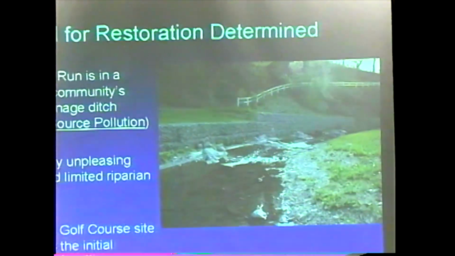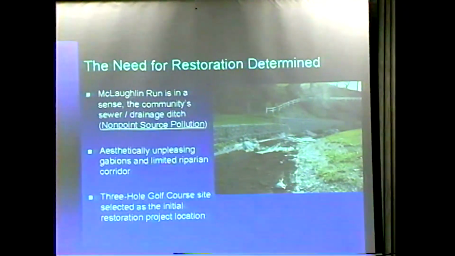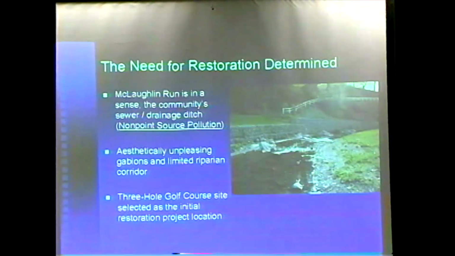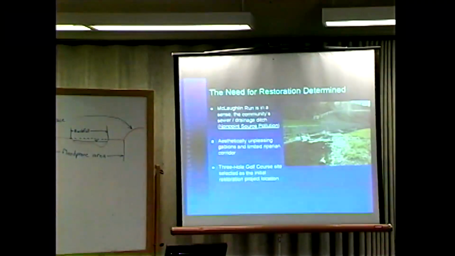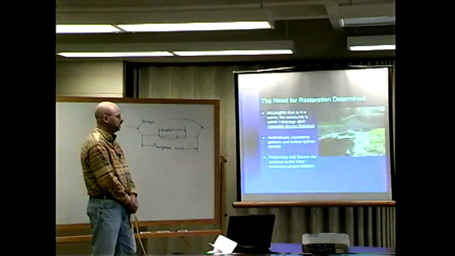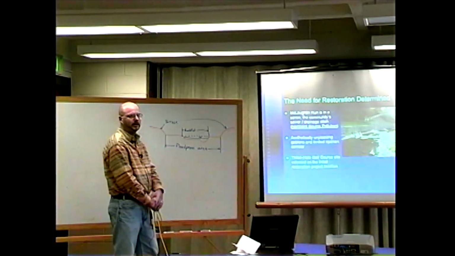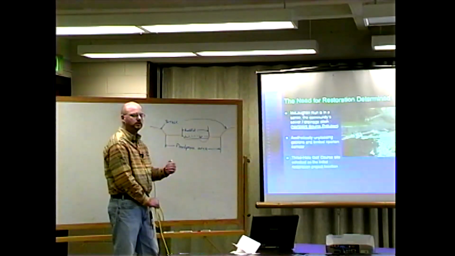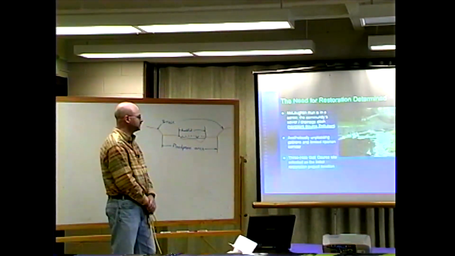the project area was aesthetically unpleasing with the gabions and limited riparian corridor. The riparian corridor is the vegetative corridor, and there's many places through McLaughlin Run where there's nothing but grass, maybe some asphalt. These projects try to get more of a riparian corridor formed so that it forms a buffer to catch some of the non-point source pollution that's being put in.